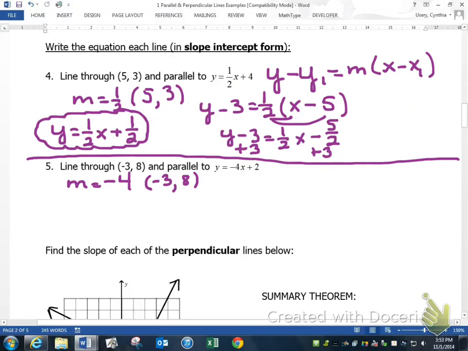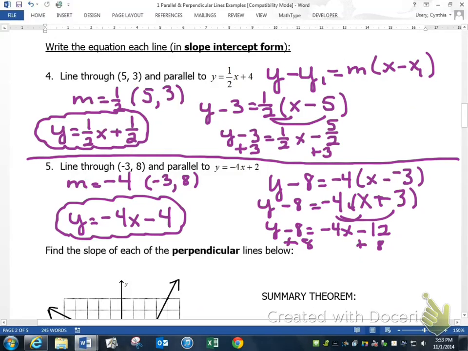I'm going to pause and give you a chance to do that, and we'll compare answers. Okay, my answer that I got is y equals negative 4x minus 4.